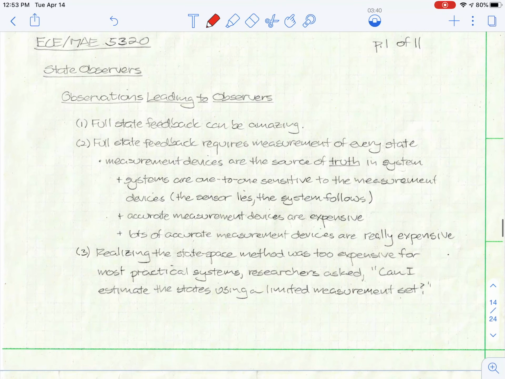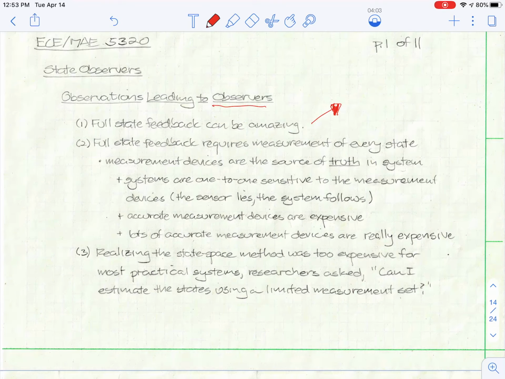The thing I wanted to do today, though, is to spend most of the time talking about state observers. Now, there were some observations that led to observers. The first is that full state feedback can be amazing. It really can. You can do things on systems that look quite remarkable.